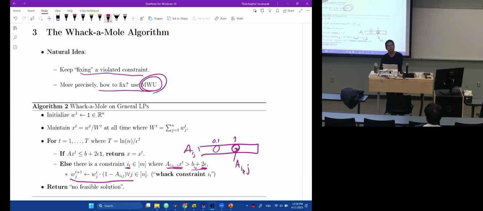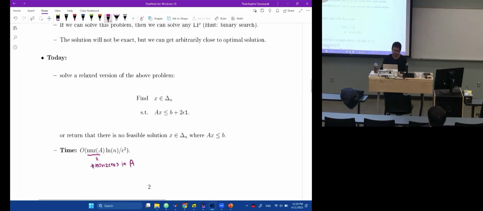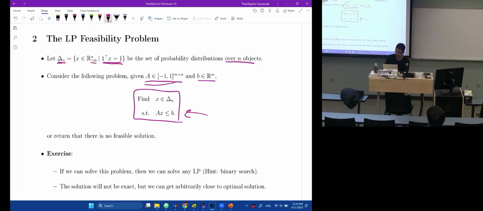Yeah. So A is between 0 and 1? Yeah, I assume that each entry of A is between -1 and 1. Yeah, sorry, I missed that.